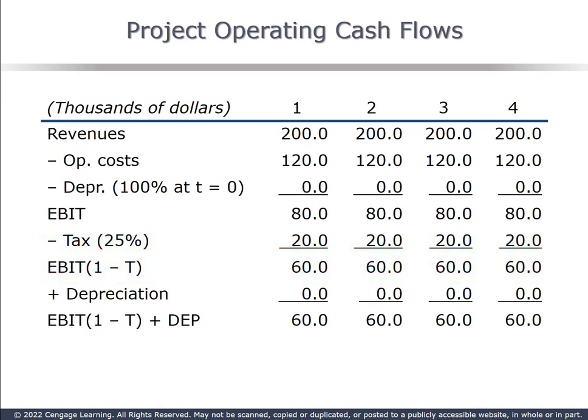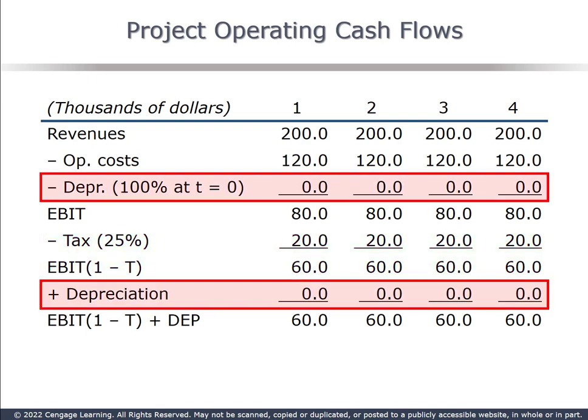Subtract taxes. Add back depreciation. It's a non-cash expense that must be considered for tax reasons, but we're solving for cash flow. It's included here as a reminder of the add back, even though we have no depreciation. Operating cash flows are the bottom line.